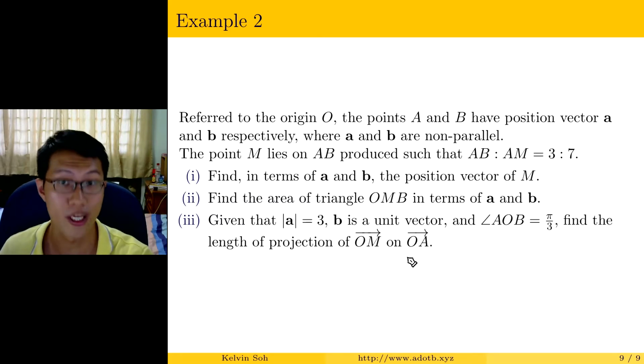That is our dot product formula. Magnitude of A is 3. B is a unit vector, meaning the magnitude of B is 1. So we use all of these in action as we work out the solution.